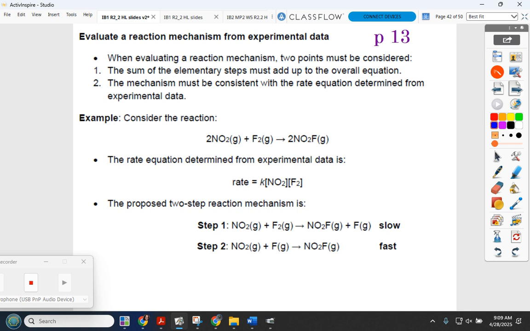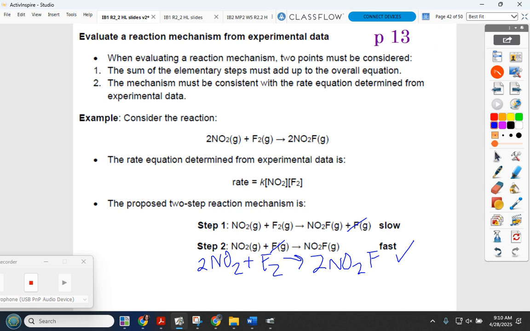Okay. So first of all, we can look at, okay, how does this sum up? We can see that we have an intermediate, right? Our F singlet is our intermediate. So if we cross that off on both sides, then we end up with, and then we add on each side, we end up with the 2NO2 plus F2 yielding 2NO2F, right? So that is, in fact, what we get. You don't have to necessarily write it out if you can see clearly that that's the case, okay?